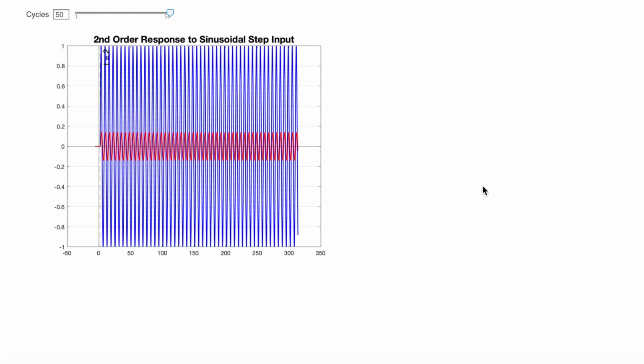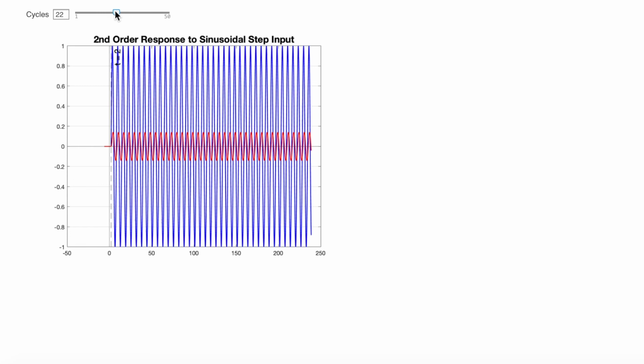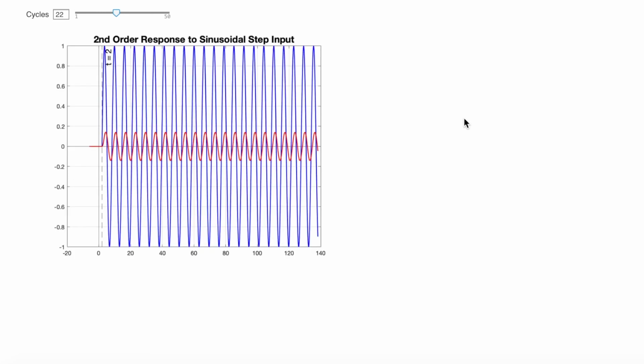I set the limit at 50 just because of the mains UK supply being 50 times a second. And then we can see, so the blue line being the input and the red line being the response, which is really nice. And that's how we solve a second order non-homogeneous sinusoidal step input using Laplace.